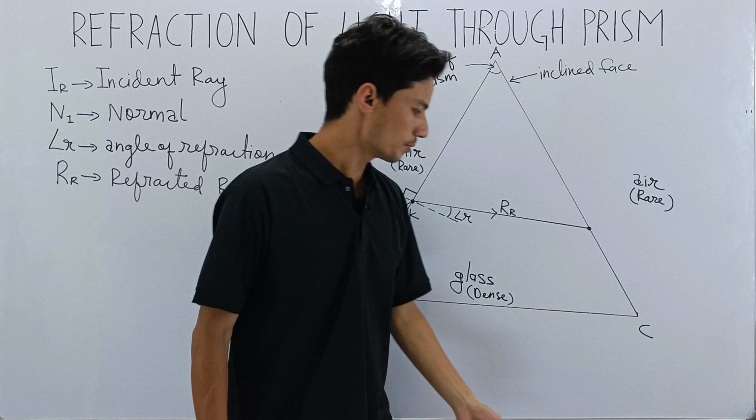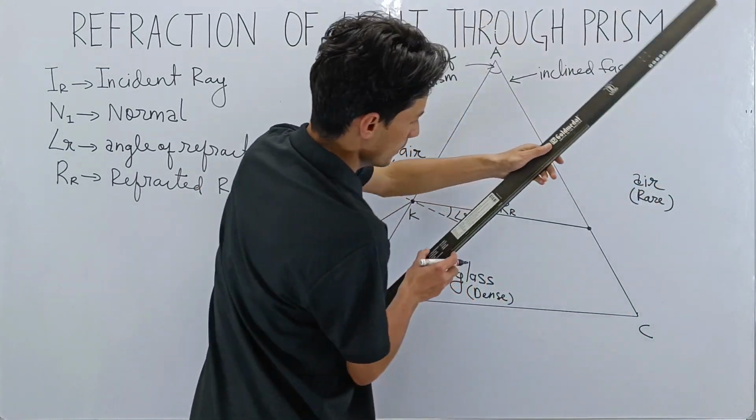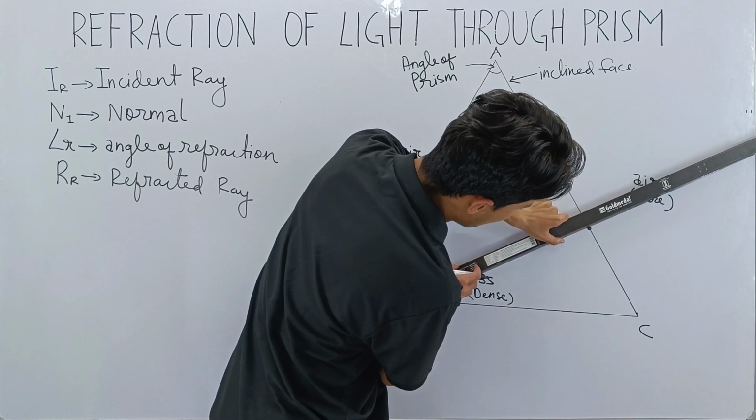But I have not even drawn the normal, so let us draw the normal. The normal will be drawn perpendicular to this plane again, so let us draw the normal perpendicular to this plane.